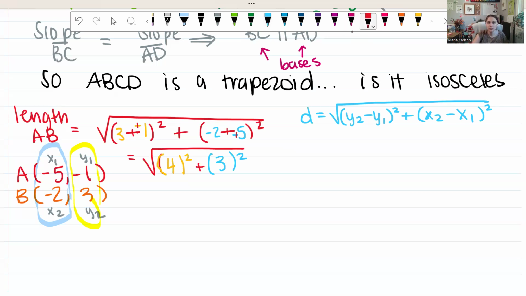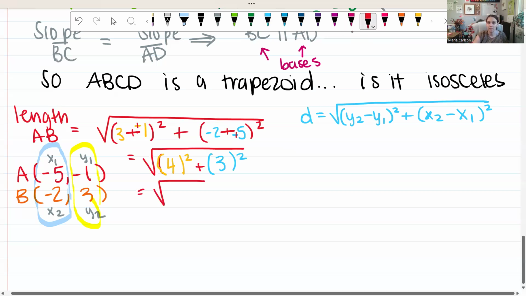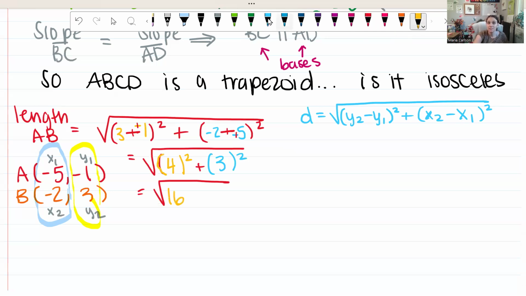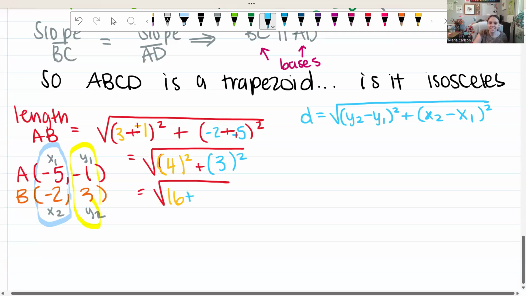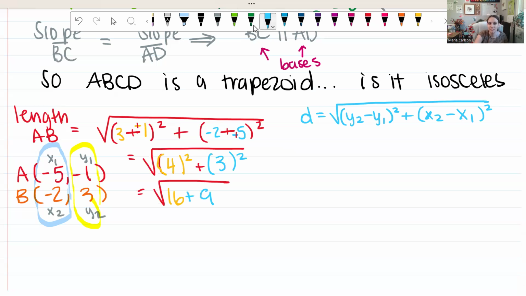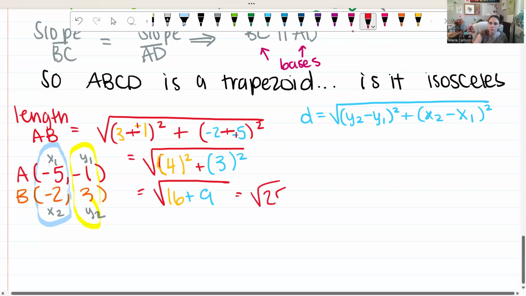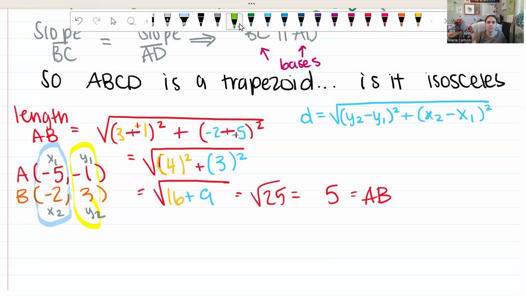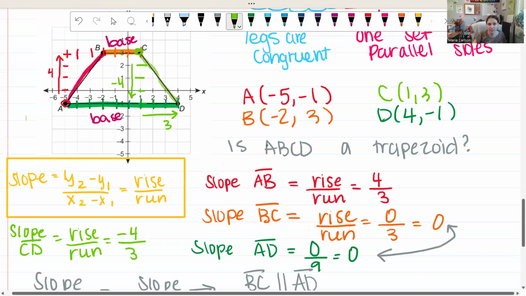And now we can simplify even a little bit more. 4 squared is 16 plus, sorry, why do I keep thinking it's negative? 3 squared is 9. So the square root of 16 plus 9, 16 plus 9 is 25. So this is the square root of 25, which is 5. So that is our length of segment AB. It's 5 units.